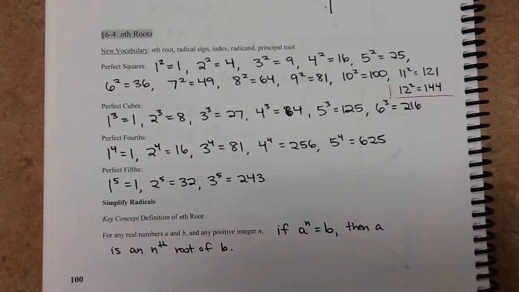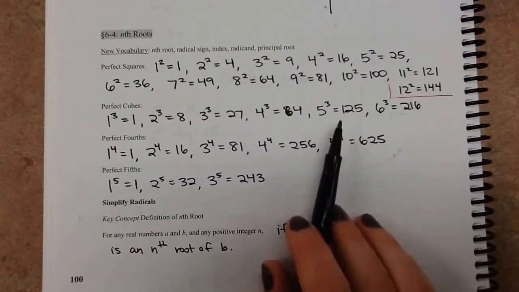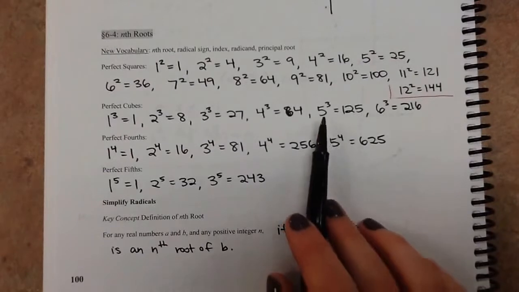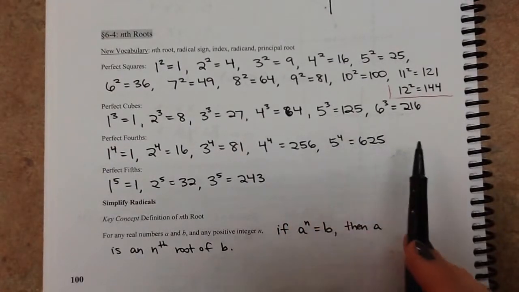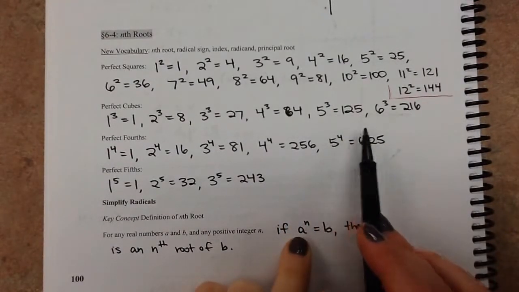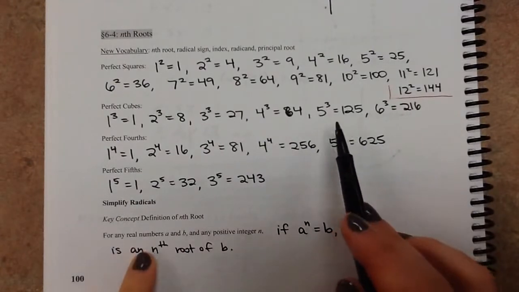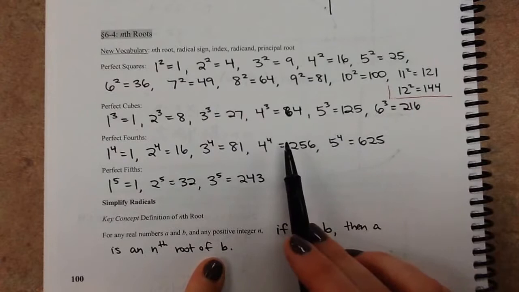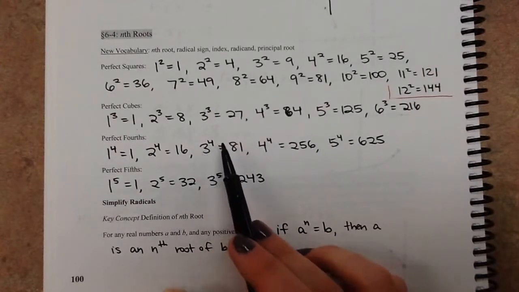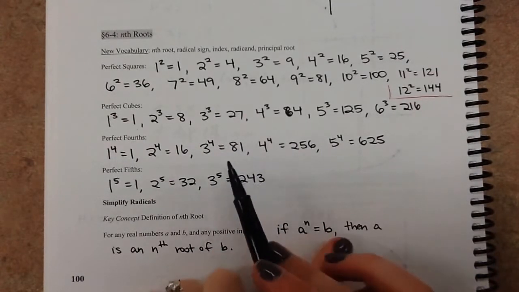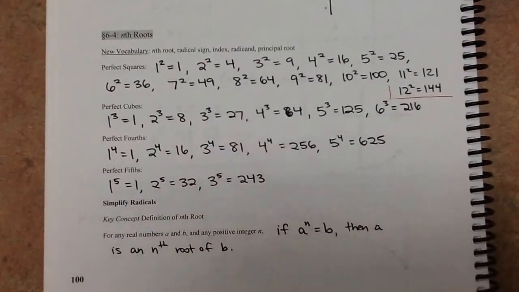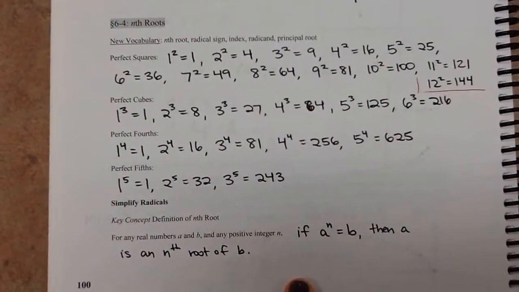All right, so for example, let's take this right here. 5 cubed equals 125. So we know that 5 to the third equals 125. Then 5 is a third root of 125. Or we could use this: 3 to the fourth equals 81. So 3 is a fourth root of 81. You can fill any of these powers into these variables right here.